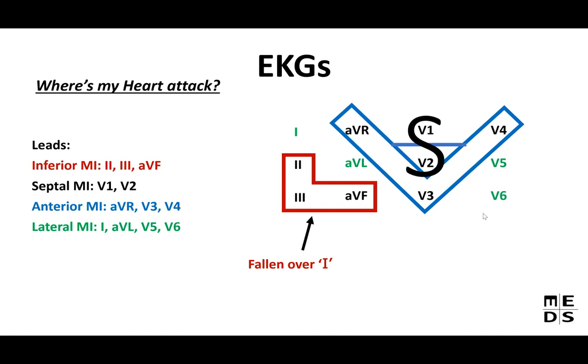So the way to remember this is that for the inferior, this part kind of looks like a fallen over I. If you were to fill out the rest of it to make a capital letter I, this would be inferior. Septal is a swirl of an S. The anterior MI is just an upside down A. And then anything else that's not boxed in or highlighted is just the rest. That's going to be a lateral MI.